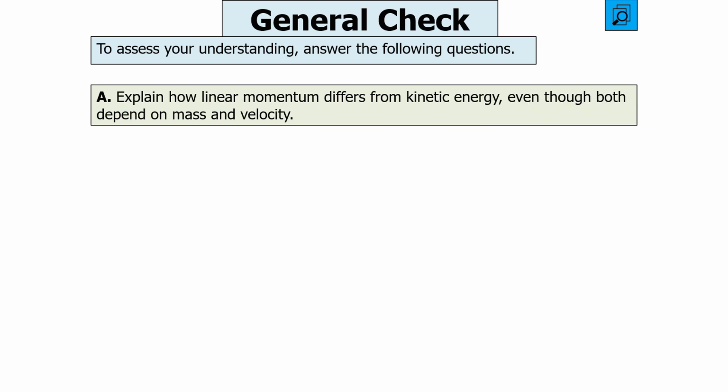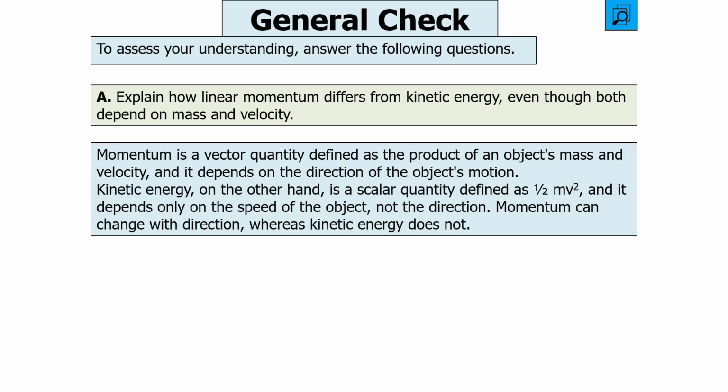Explain how linear momentum differs from kinetic energy, even though both depend on mass and velocity. So pause the video now, then unpause the video when you want to go through your answer. Momentum is a vector quantity defined as the product of an object's mass and velocity. It depends on the direction of the object's motion. Kinetic energy, on the other hand, is a scalar quantity defined as half mv squared, and it depends only on the speed of the object, not the direction. Momentum can change with direction, whereas kinetic energy does not.